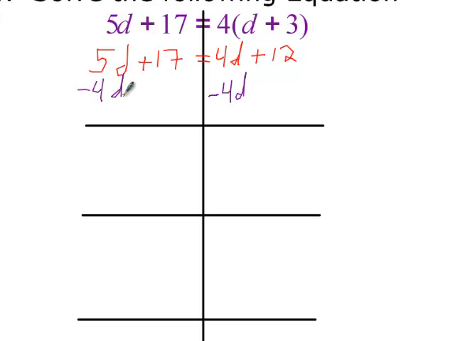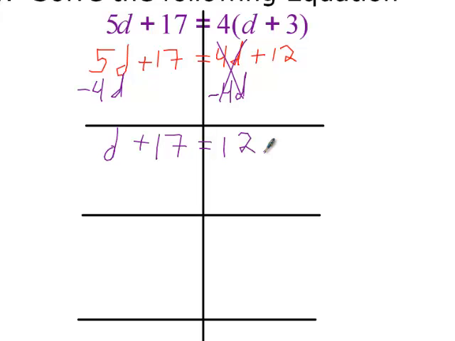What's 5d take away 4d? Right, 1d. The plus 17 drops. These cancel and leaves us with 12. And this is just like what we've been doing from the very beginning.